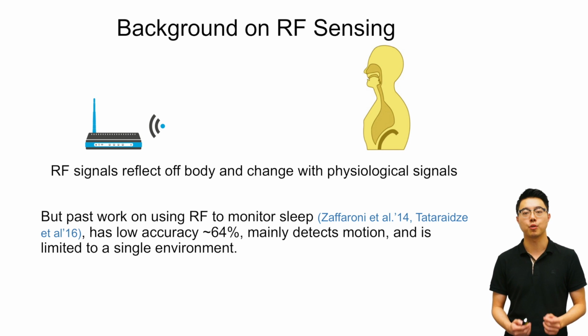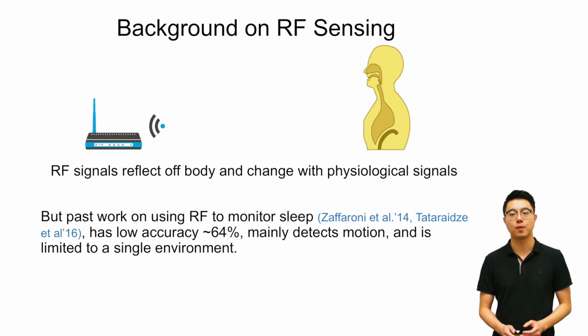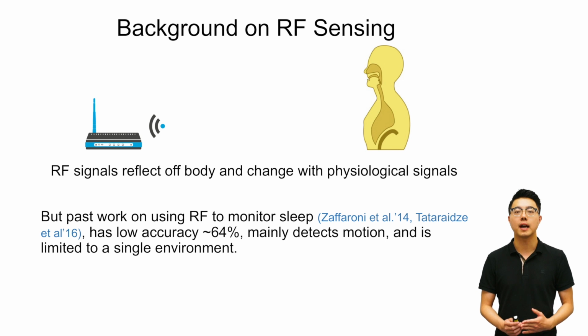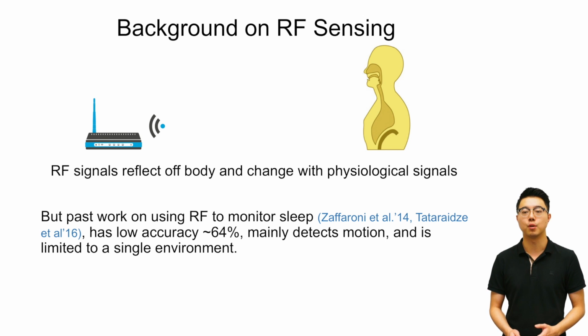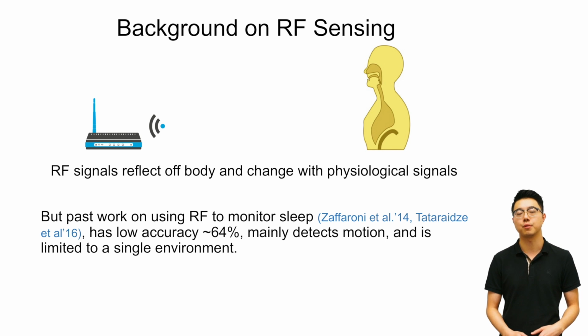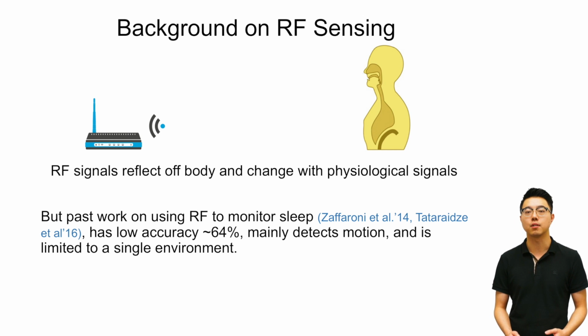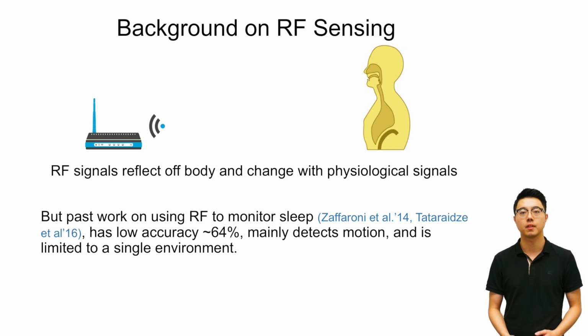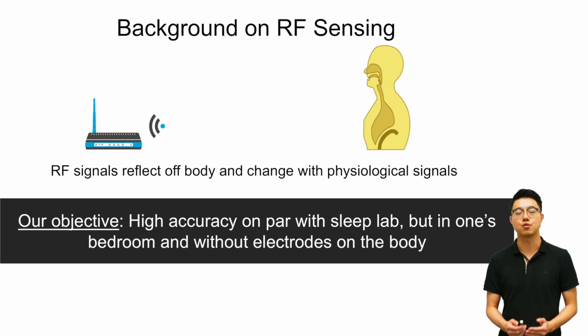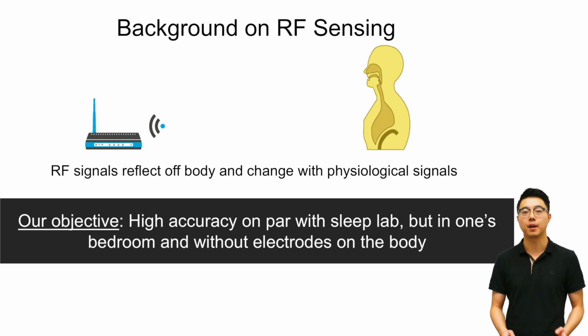Indeed, prior to our work, there were proposals to use wireless signal to extract information about sleep. However, the accuracy was low, around 64%, which wasn't enough to replace on-body sensors. And it mainly focuses on detecting motion and is limited to a single environment. Our objective is to achieve high accuracy that is on par with sleep lab, but in our own bedroom, without any sensor on the body.